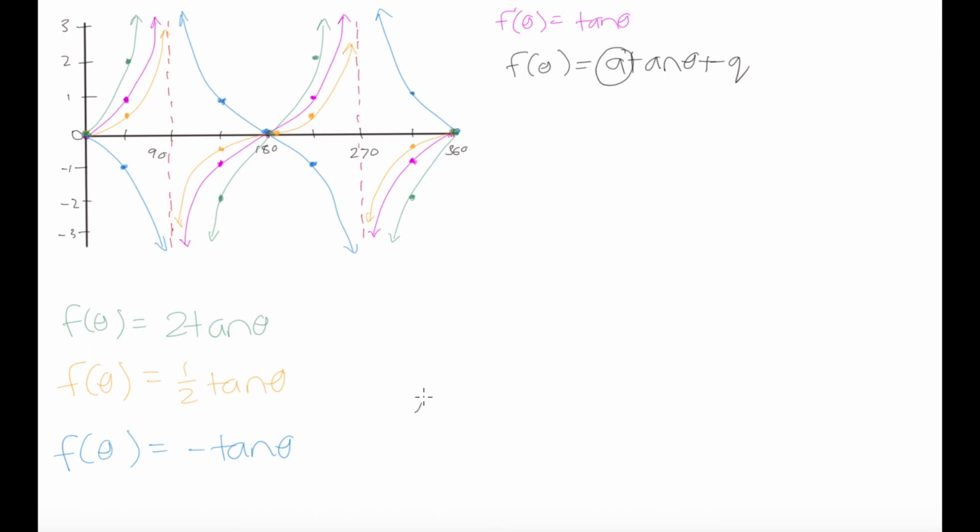Instead of the graph going up to the right like this, it's going to be going down to the right like that. So this is what we get if we have a positive A, and if we have a negative A, it's just going to be flipped. Instead of going up to the right, it's going to go down to the right. So this is if we have a positive A, and this is if we have a negative A.